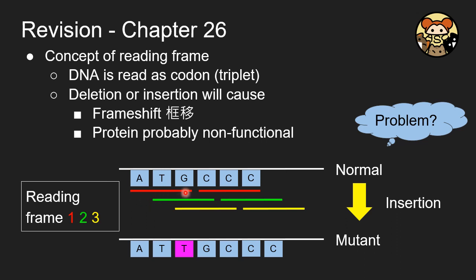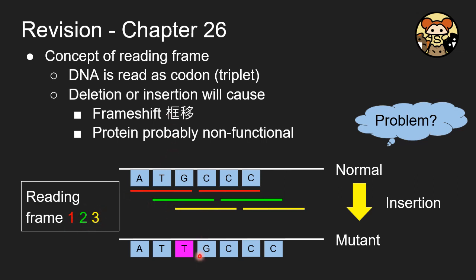Here is an example. ATG is the first reading frame, shown in red, read in a non-overlapping manner. Another way to read it is using the green one, and the third way is using the yellow one, while the fourth one is the same as the first one. So we only have three ways to read it: reading frames 1, 2, and 3.